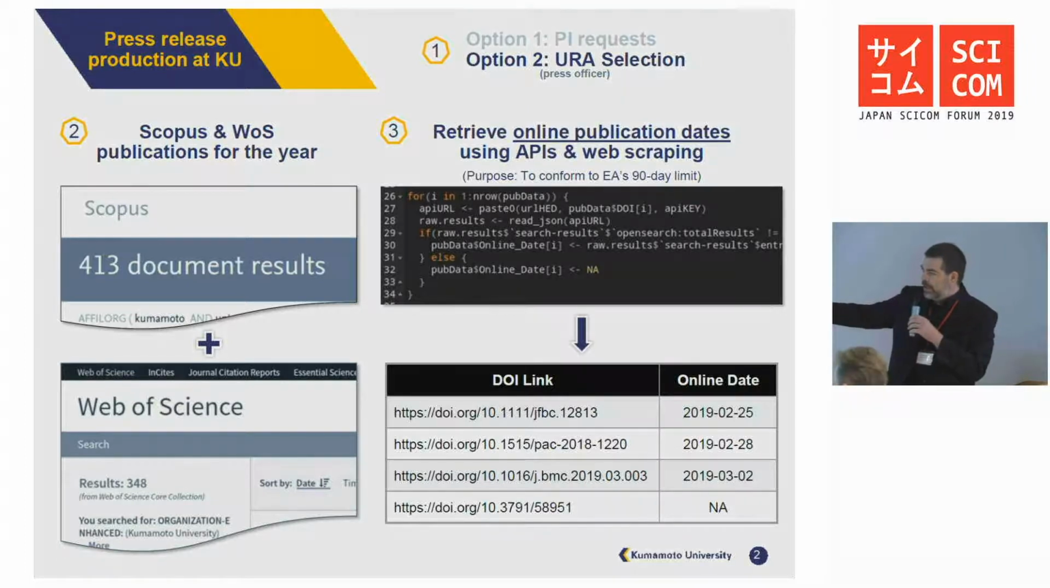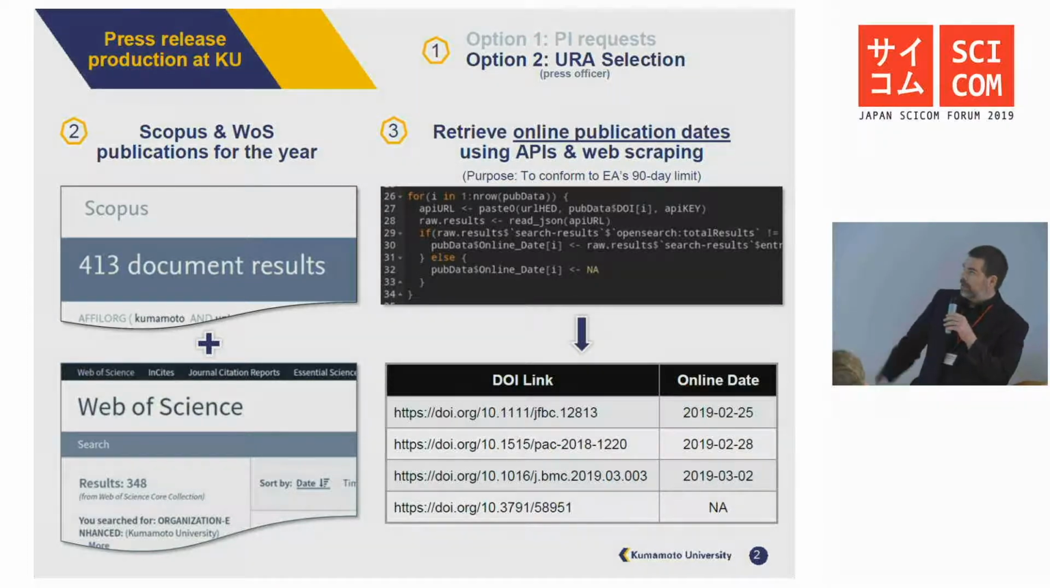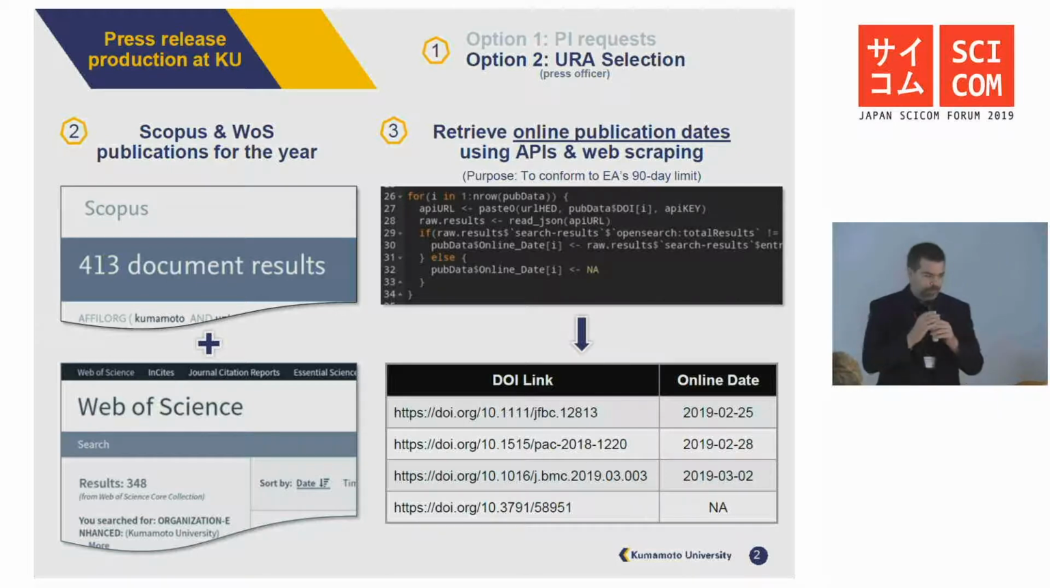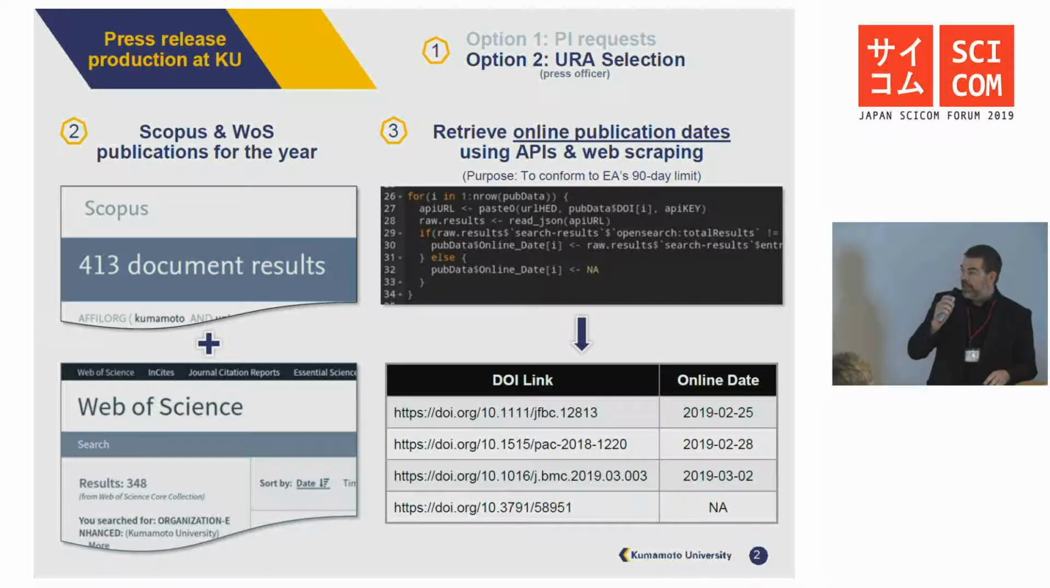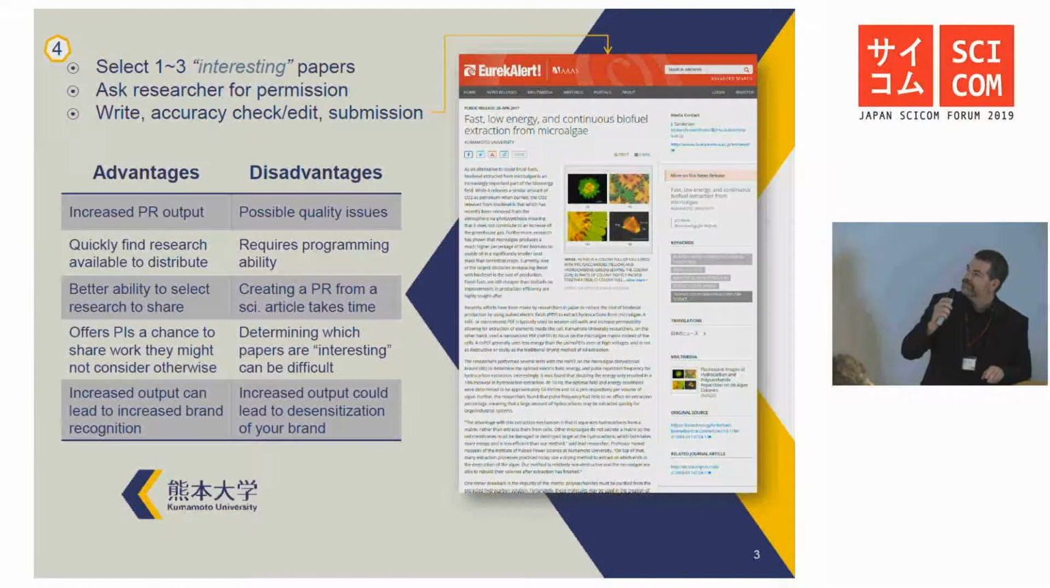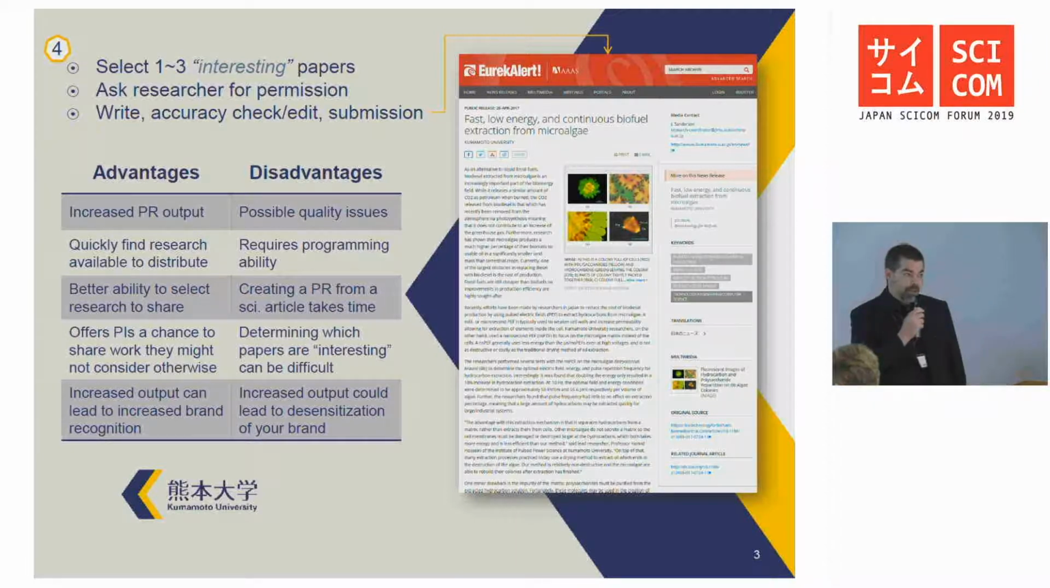Eventually, the results are something like this. We don't get all of the online dates, but most of the time it's pretty successful. What we don't get, I have to find manually. And this is to conform to Eureka Alert's 90-day limit for press releases. So we select 1 to 3 interesting papers. And of course, we ask the researcher if they're interested, and then we write the papers and then submit.